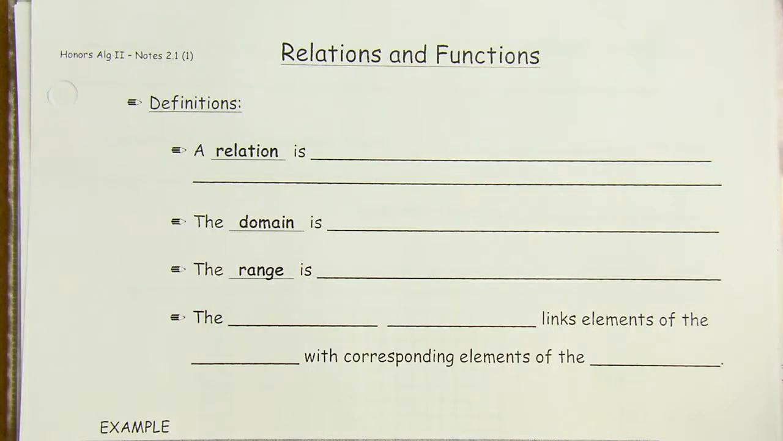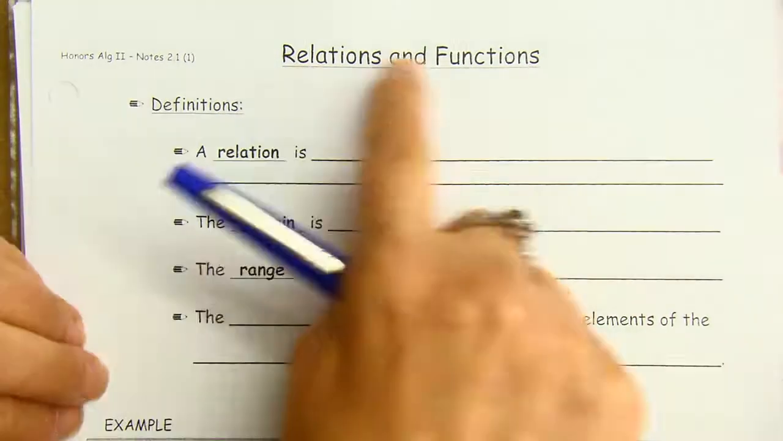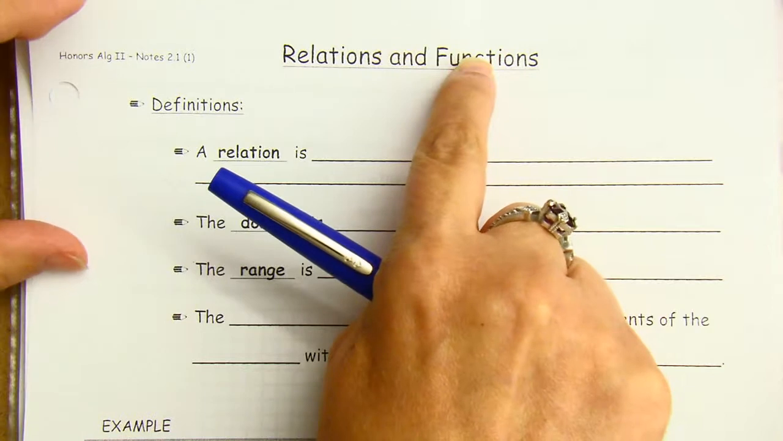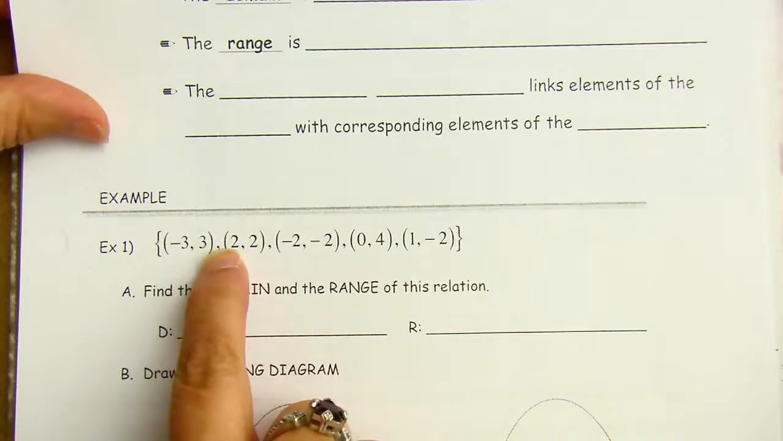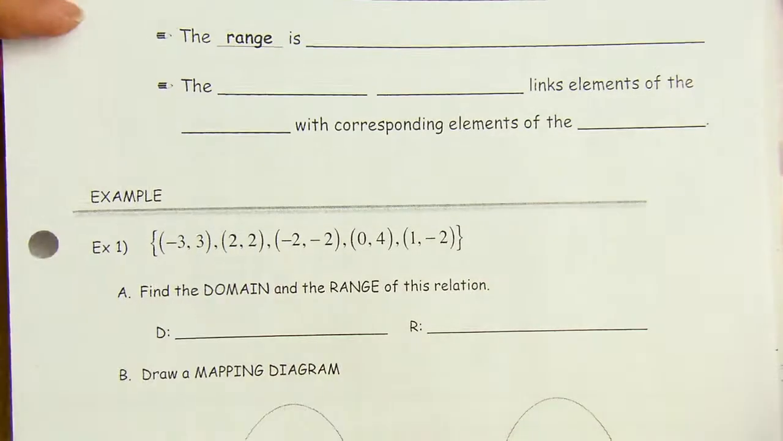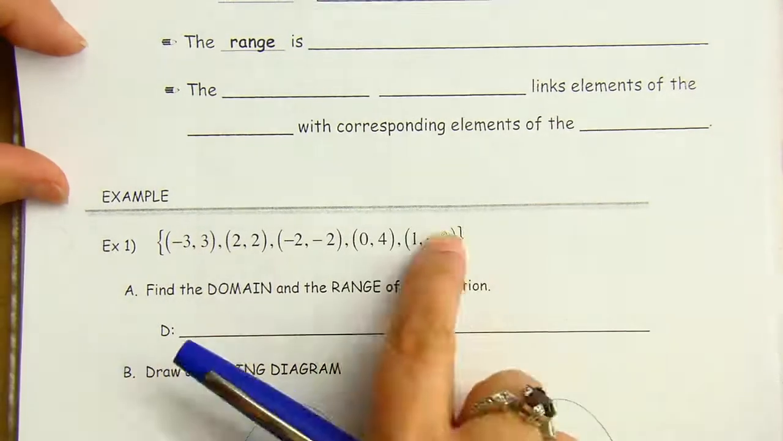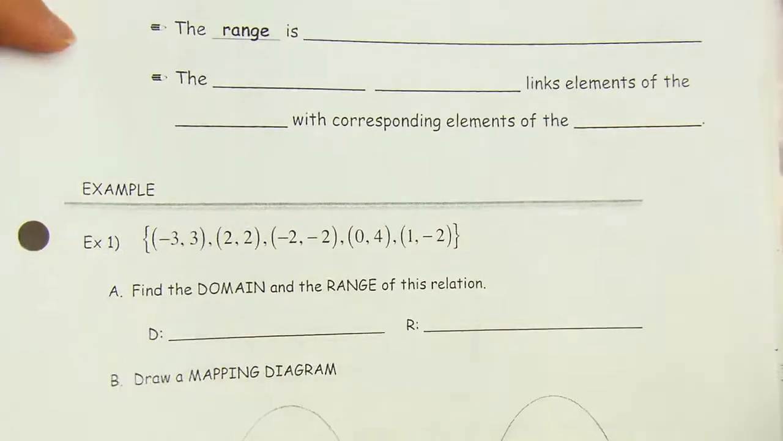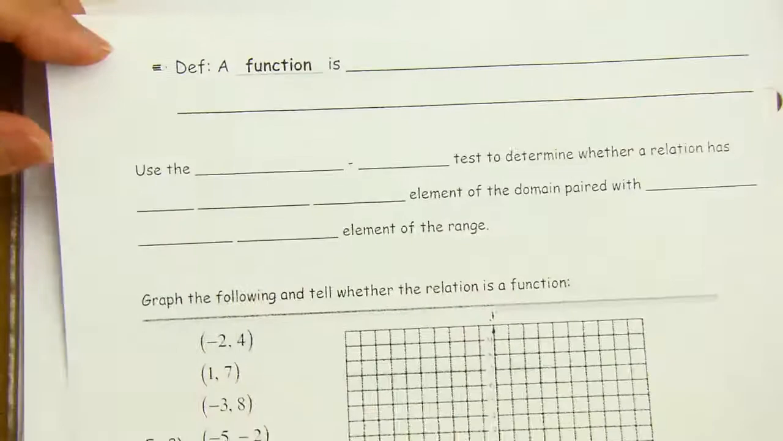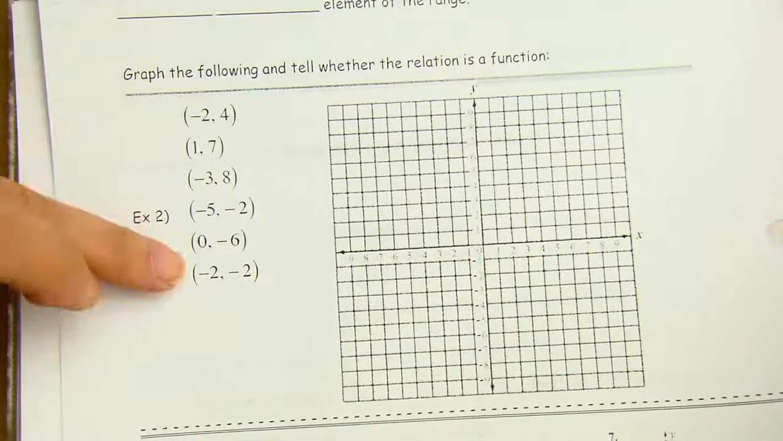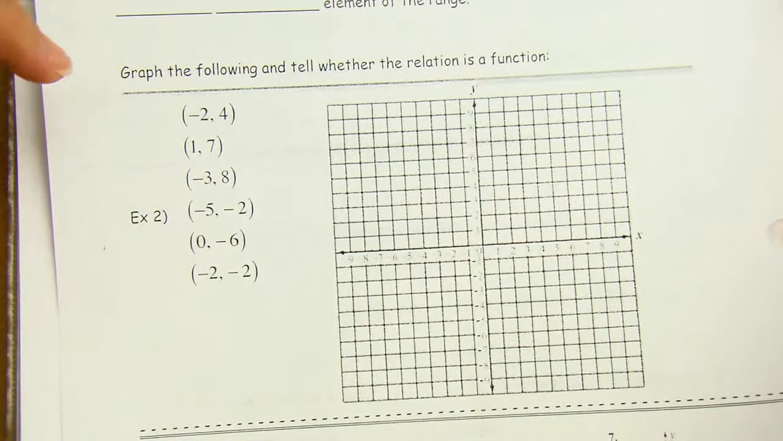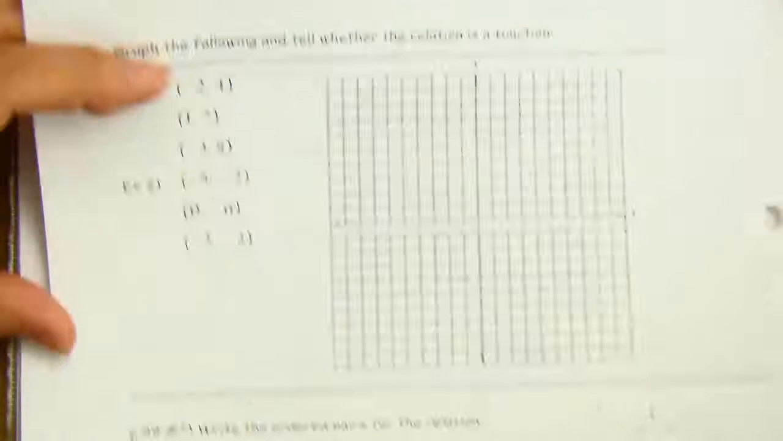Good morning. Today we're going to talk about relations and functions. In this section, we're going to talk about finding the domain and range of a function. We're also going to use ordered pairs to determine if a relation is a function. And then on the back, we're going to plot these points and determine if the relation is a function.